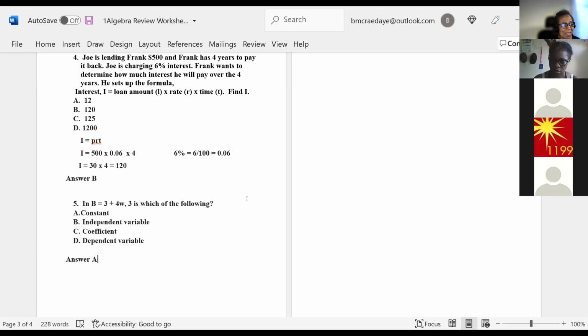Remember I said back in that other problem, your numbers are your constants. So 3 is a number and it's a constant. B is your dependent variable. W is your independent variable, and 4 is your coefficient. Questions? So when you have y equals mx plus b, that b is your constant. Any questions on this review sheet? Now I'll be sending you the second one.